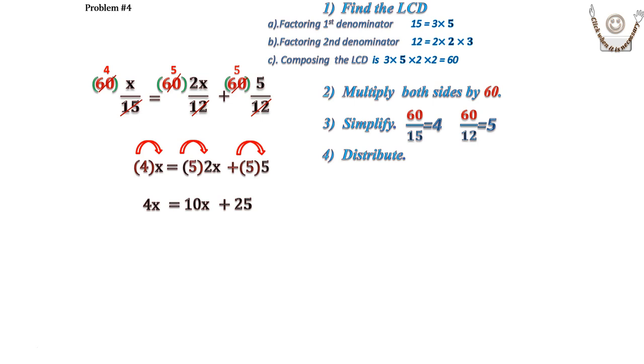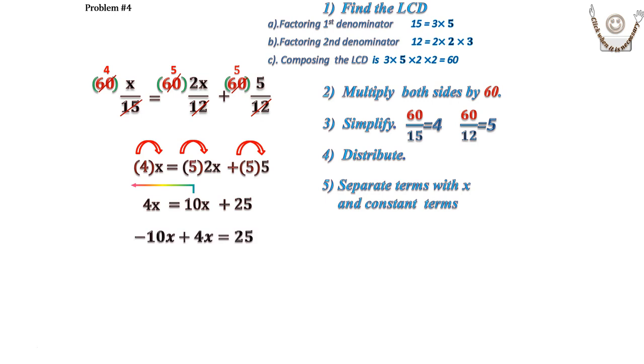We have an equation without fractions, and we have to separate terms with x's and the constant term. I decided to move 10x from the right to the left. So what we will have, negative 10x and positive 4x equal 25. Now, let's look for like terms, because we have negative 10x and positive 4x. So it will be negative 6x.